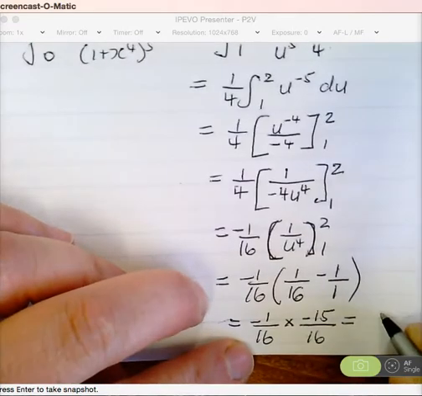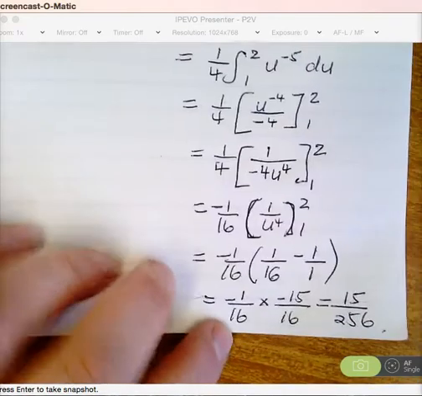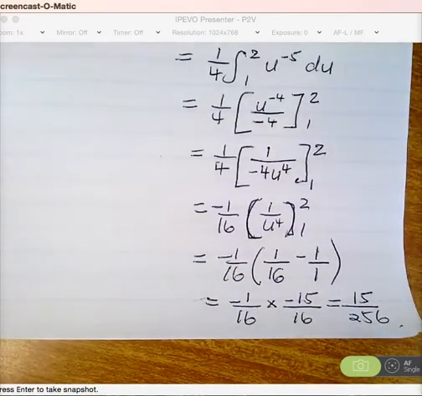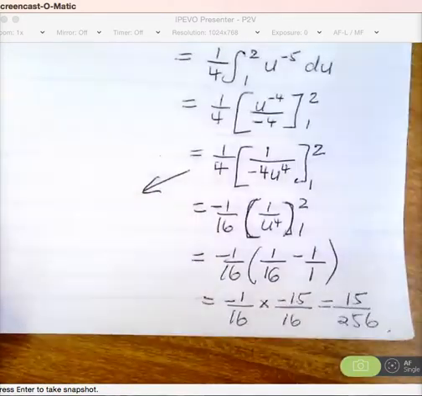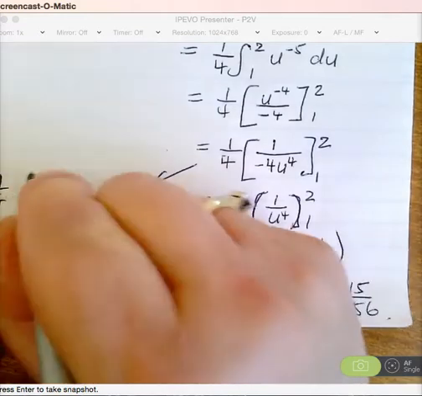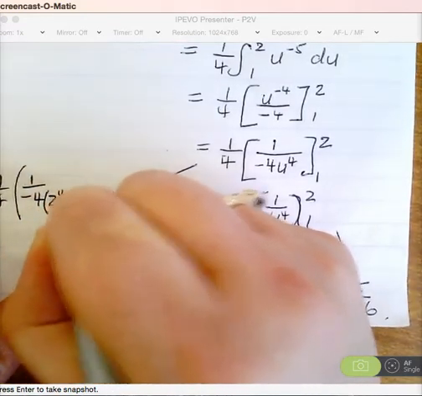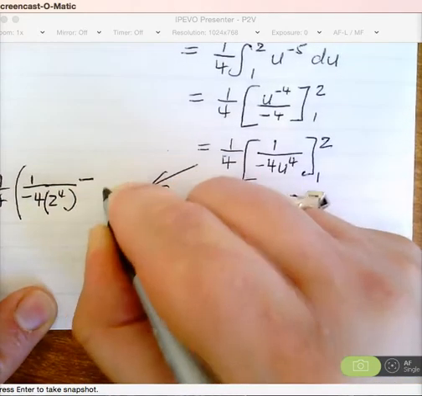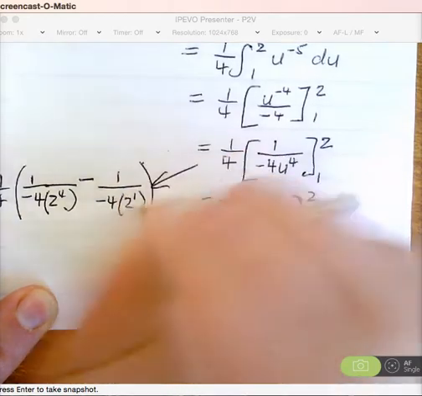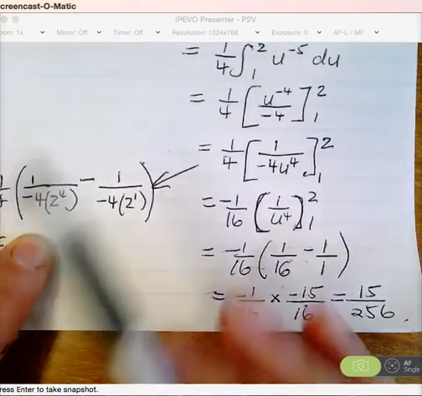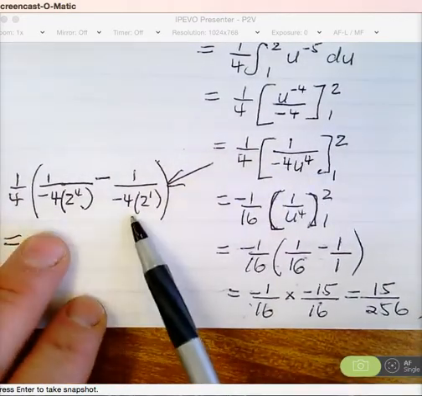Did you get 50? What did you get? You know why? Because you've added instead of subtracted. All right, if you're not going to pull this out, this is what you would do over here. You'd get a quarter. Then you'd get 1 over negative 4 times 2 to the 4. This is why it's dangerous. Minus 1 over negative 4, 2 to the 1. See, girls, doing it this way, if you don't take that negative 1 on 4 out, you can do it this way, but it gets really, really tricky.